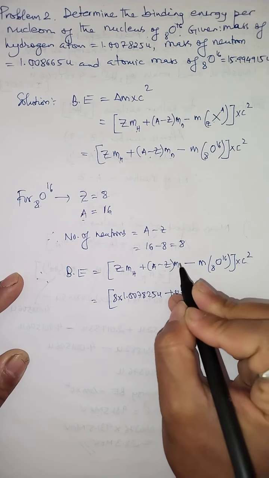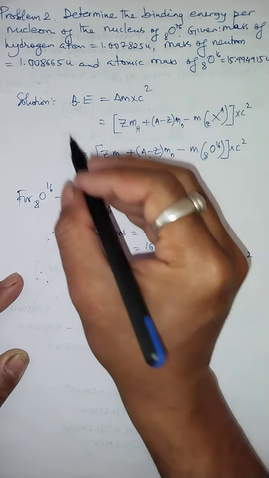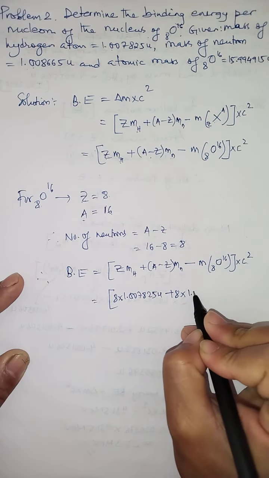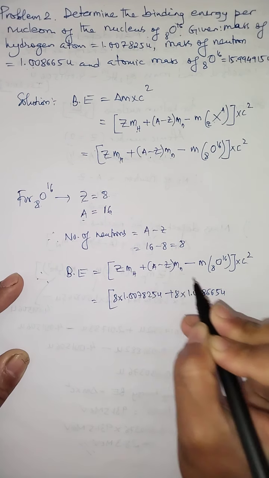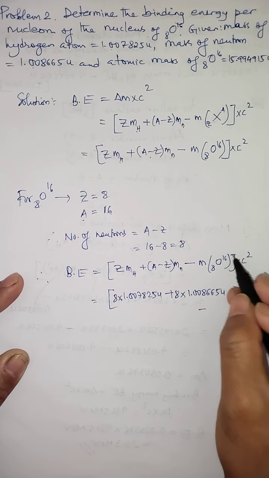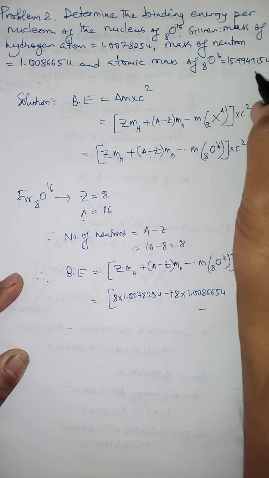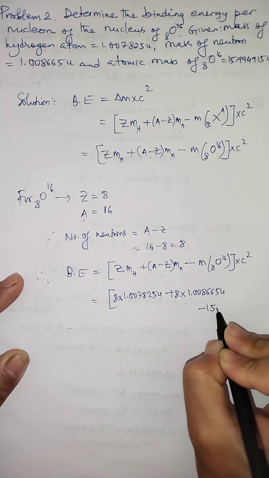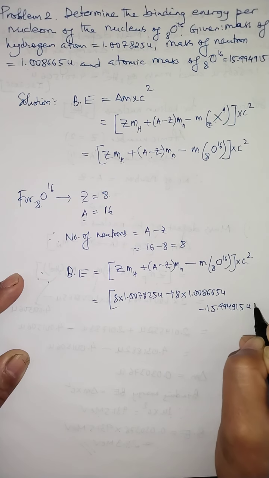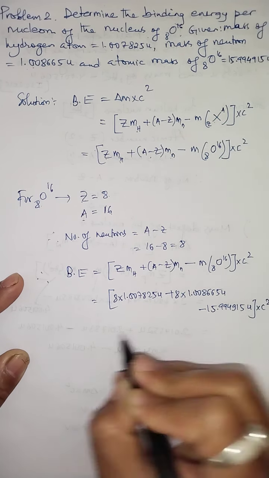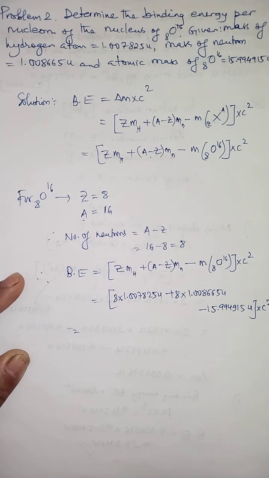Okay, plus A minus Z means also 8 into the mass of the neutron. The value of one neutron is given here, which is 1.00865 U. Minus, now the atomic mass of oxygen is how much? The atomic mass of oxygen is this much, which is 15.994915 U. Okay, into C square.